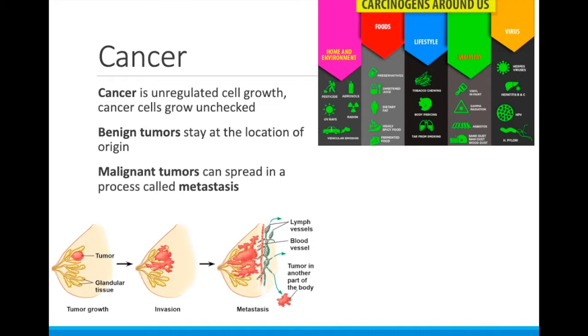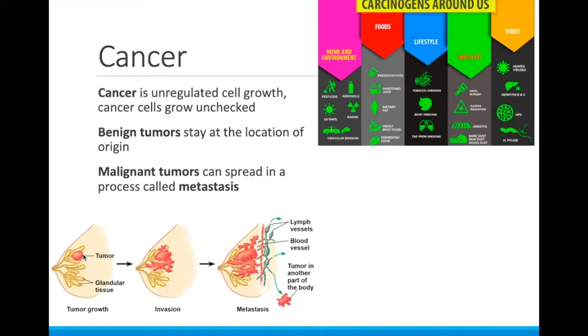Maybe that cell can now release its own growth factors. Or maybe its cell cycle checkpoints have been messed up and it can't stop dividing when it's supposed to. So what happens when that happens is it divides into what's called a tumor. A benign tumor is a tumor that is going to stay in its original position. It doesn't move to anywhere else in the body.